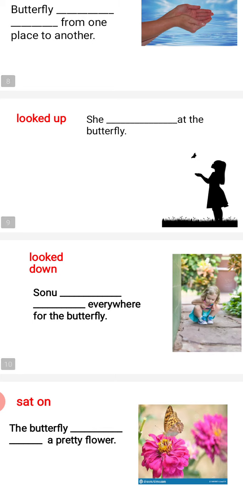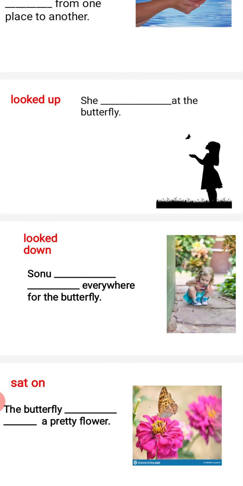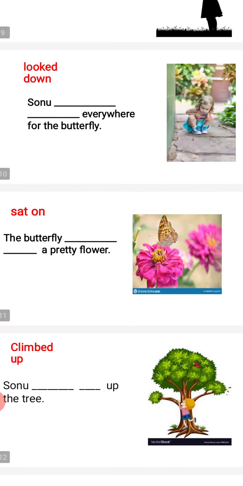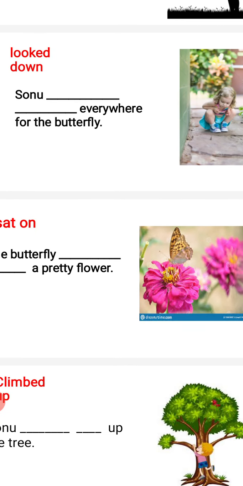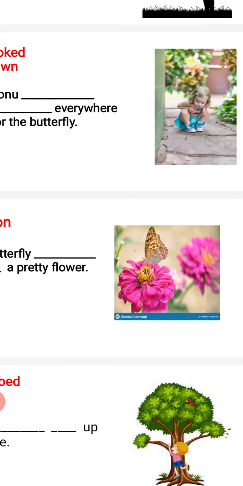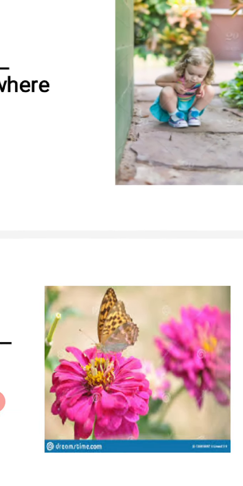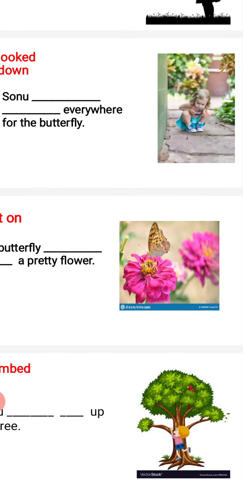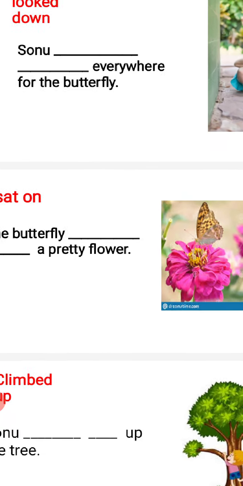Looked up. The child is looking up the butterfly. That means she looked up at the butterfly. All these are past. Looked up. Now here comes looked down. Sonu looked down everywhere for the butterfly. Here you can see the picture. The child is looking down for the butterfly. Now sat on.